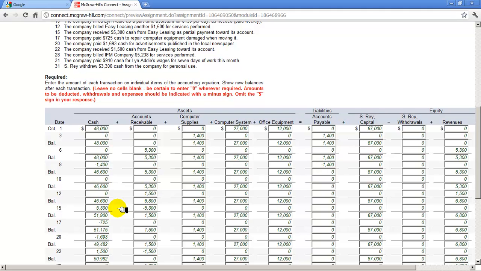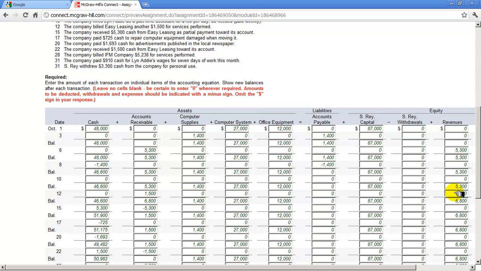We will increase the accounts receivable account $1,500, and we'll also increase revenues in there $1,500.